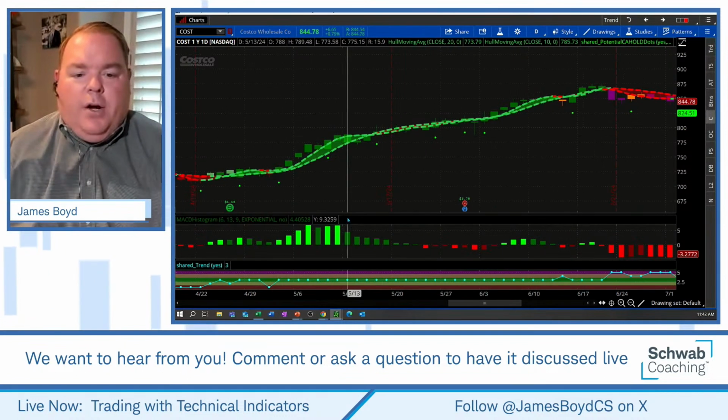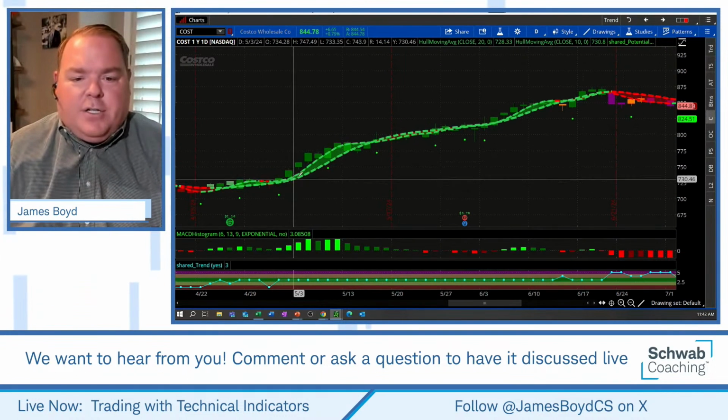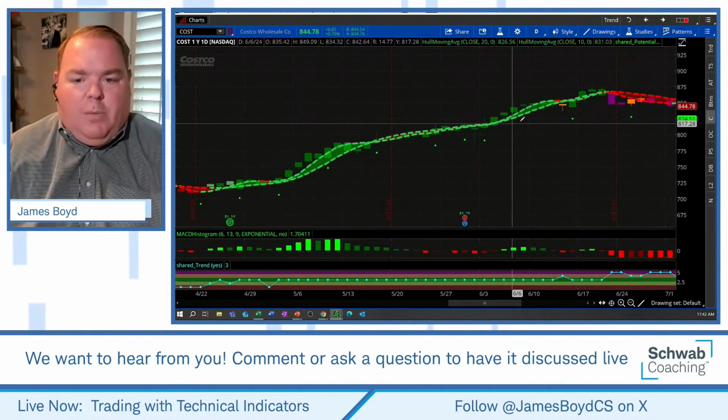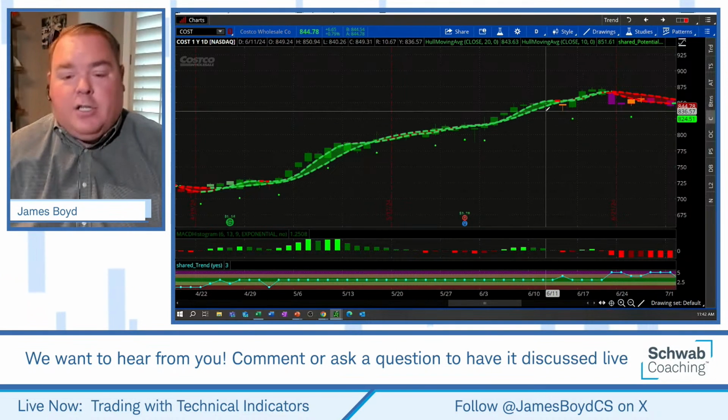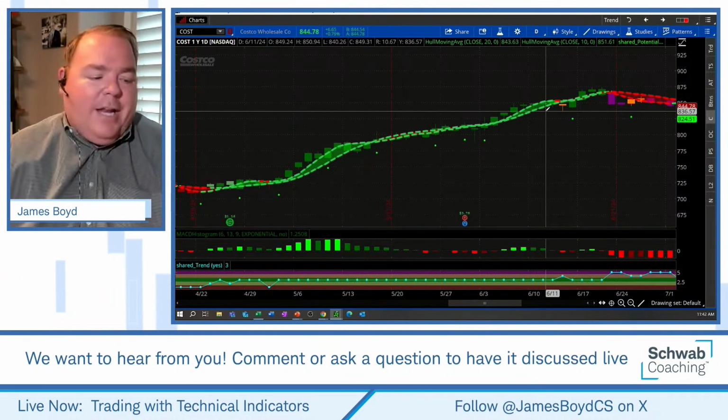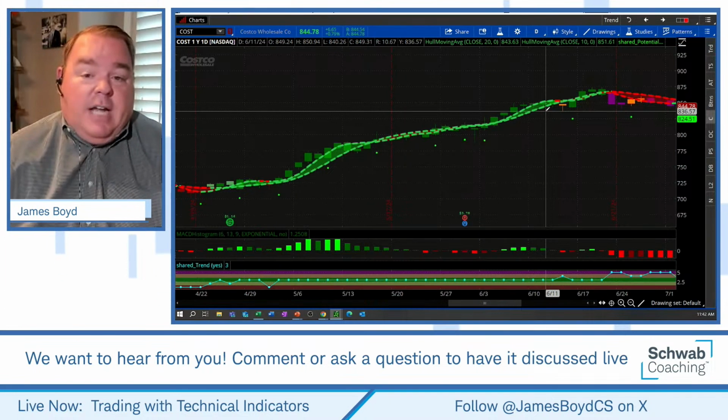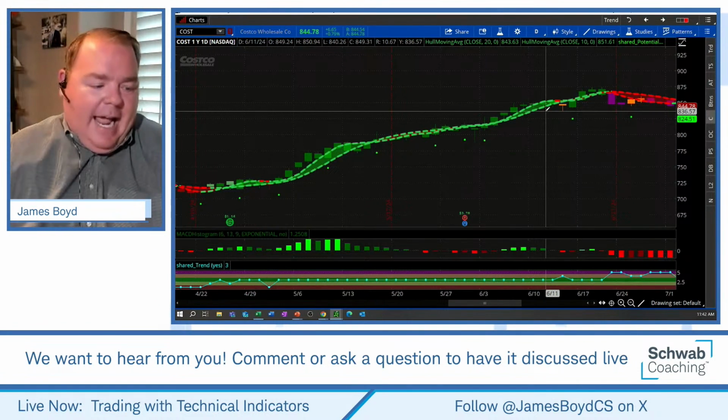And so what you're now going to notice is the Hull moving averages are going to track the price of the chart more closely, or the candles more closely, because they're a weighted moving average. We wouldn't say that's bad. It's just kind of going to be closer to the current candles.